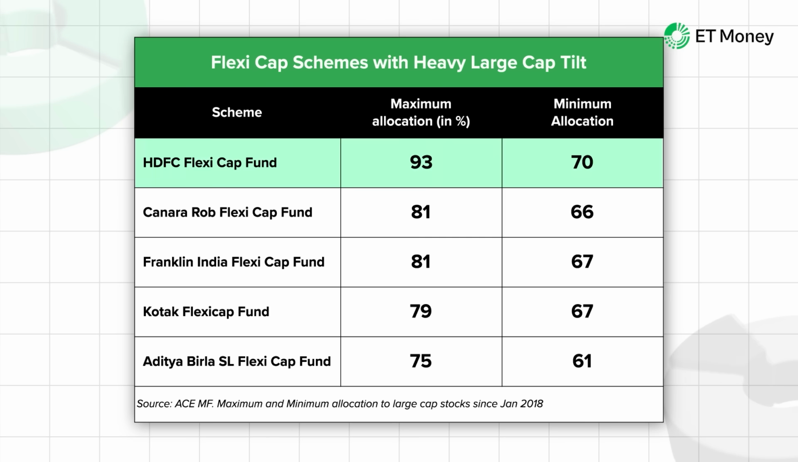Funds like HDFC Flexi Cap, Canara Robeco, Franklin, Kotak Flexi Caps have maintained a minimum of close to 70% in large caps, clearly positioning themselves as stable blue chip oriented portfolios. These may be suited for investors who prefer predictability and capital preservation. But not all Flexi Cap funds are this consistent.